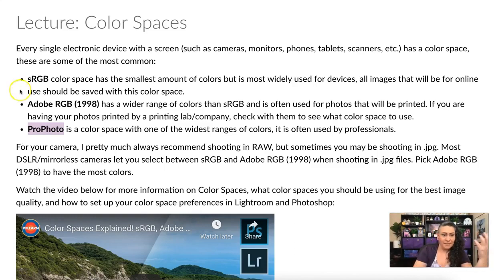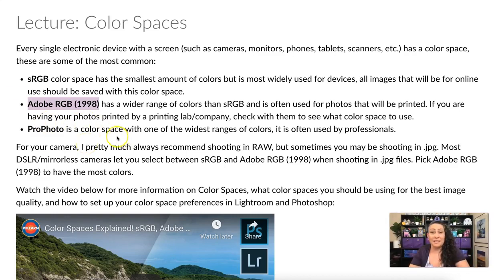Then when I need to get ready, let's say a print file, I'm going to go ahead and make a copy of my working file, save that, change the name to print file, and in my workflow there, I will at some point change the color space.